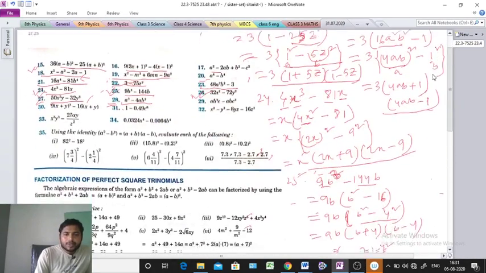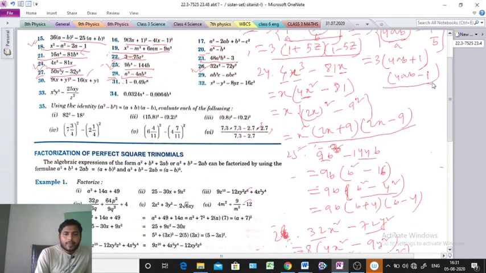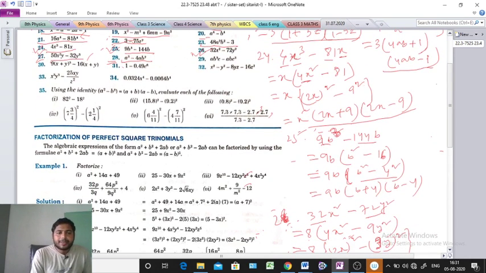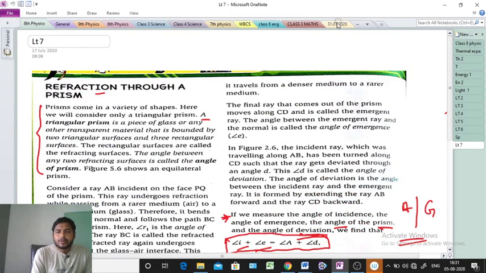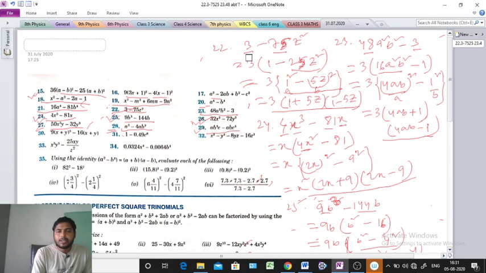Easy problems. Okay? Clear? Next, 29 is telling: a b cube c minus a b c cube. So first write the question and try it. At that time I am just erasing a little bit. Just try it. What to do, sir? First try it.